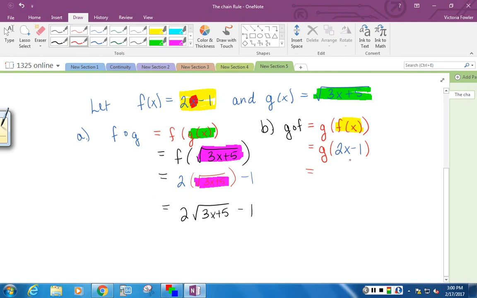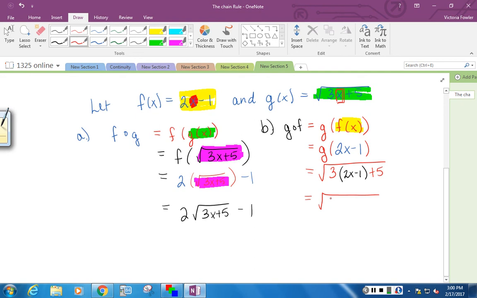And then this notation, this g of 2x minus 1, means go to your function g, and everywhere there's an x, replace that with what's in parentheses here, 2x minus 1. So I go up to g, it says take the square root of 3 times x, but x is being replaced with 2x minus 1. And then it says to add 5, right? So I go back up, I replace x with this 2x minus 1. And then I'll simplify if possible.